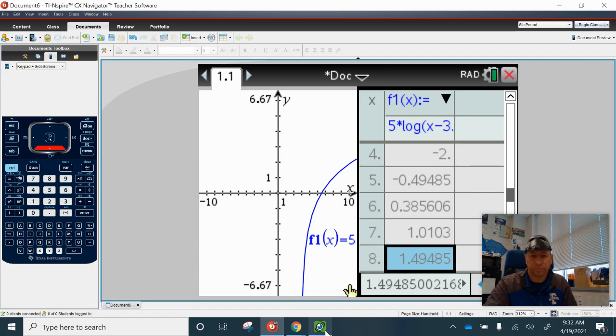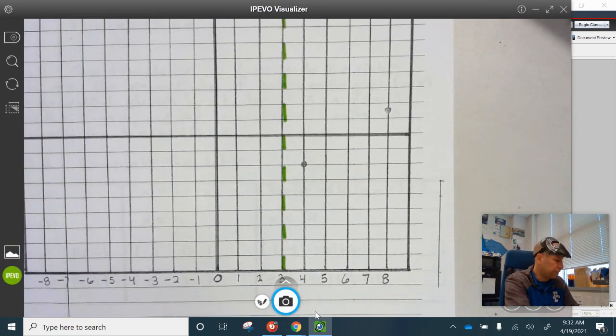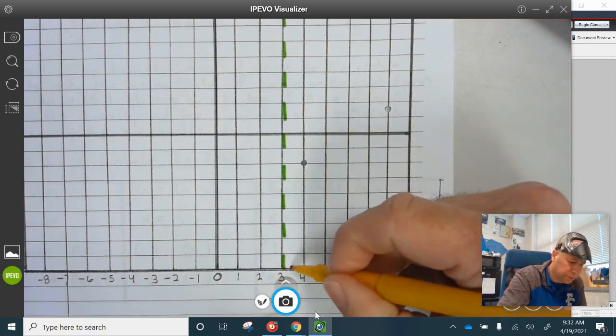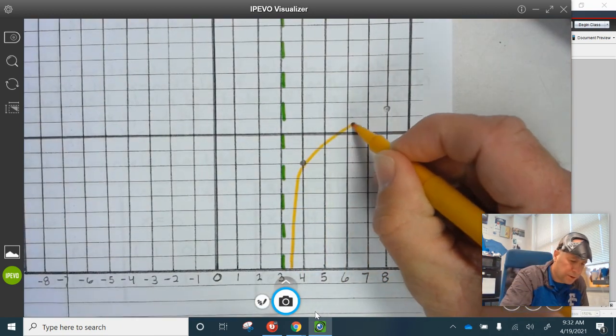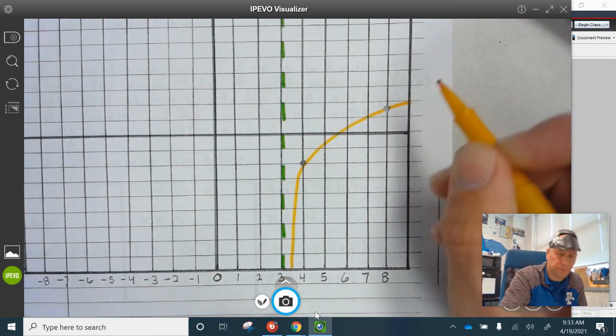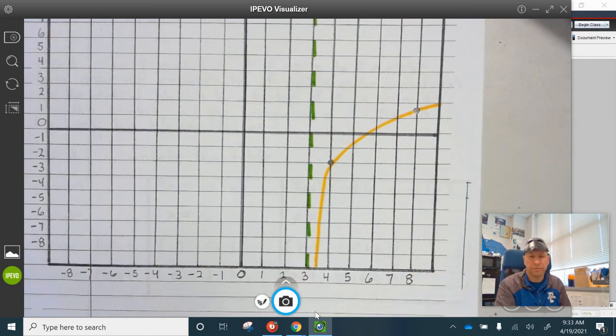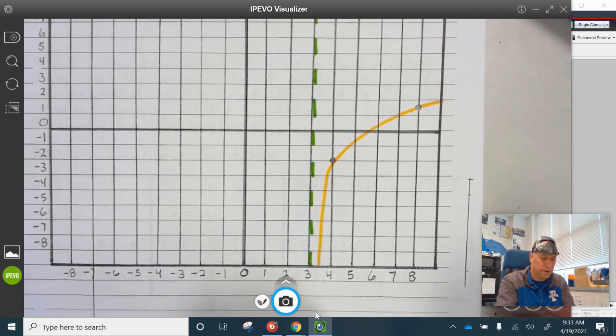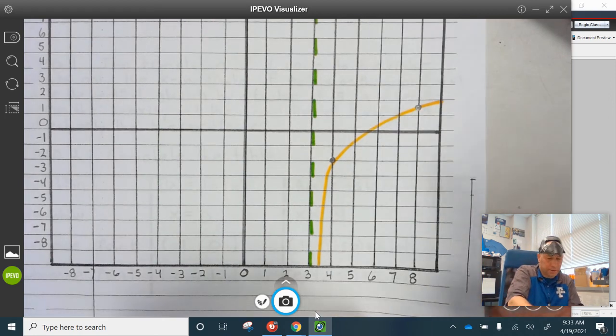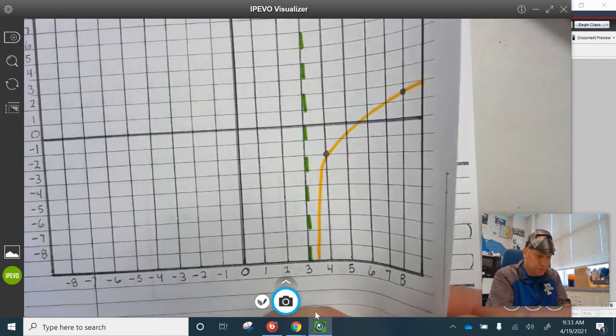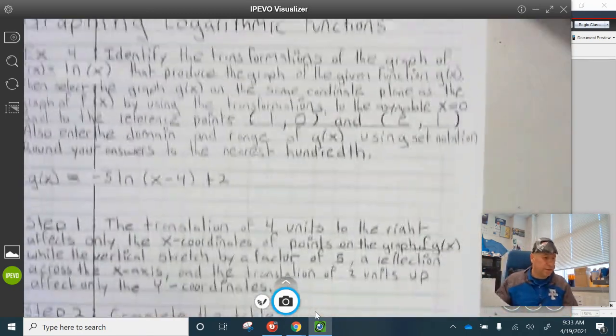Okay. And those 2 points are enough because we know that it falls along the asymptote. It's going to go up through there. All right, go ahead and finish up the graph. All right, now your graph is complete. Let's take a look at the last example.